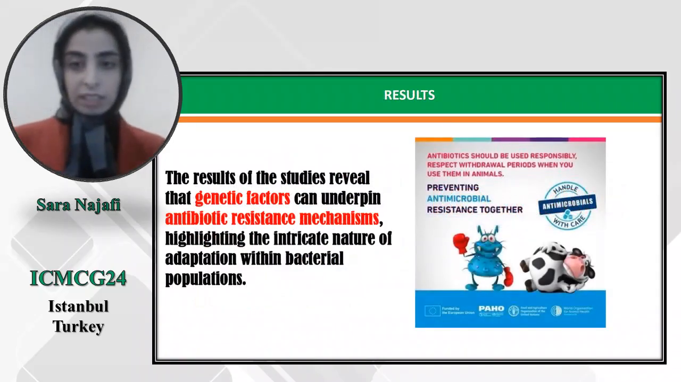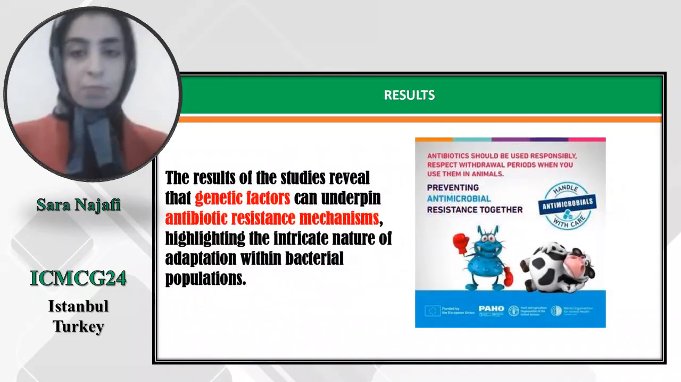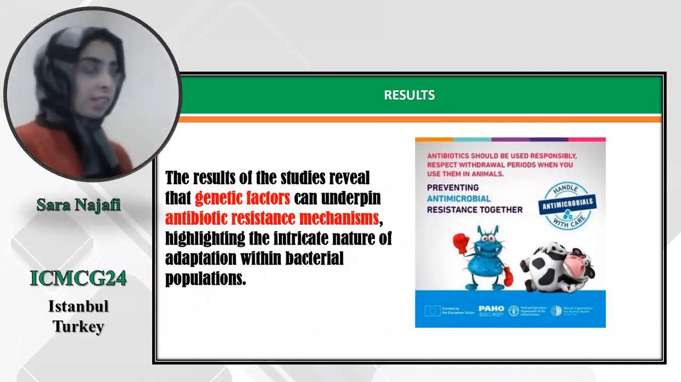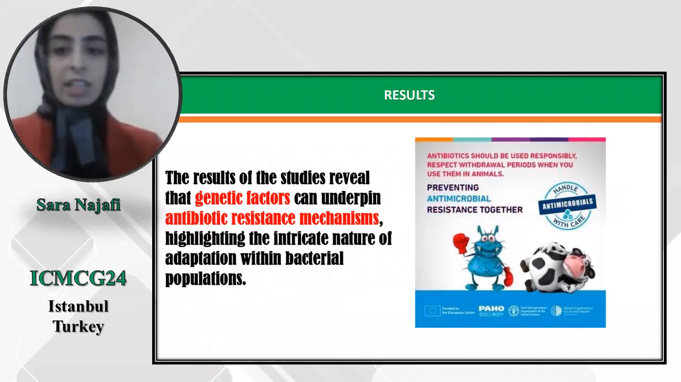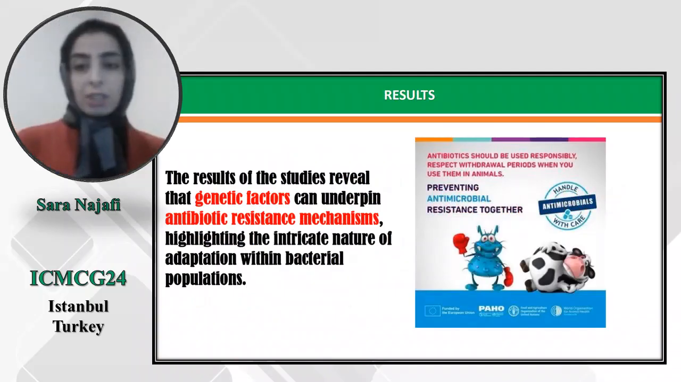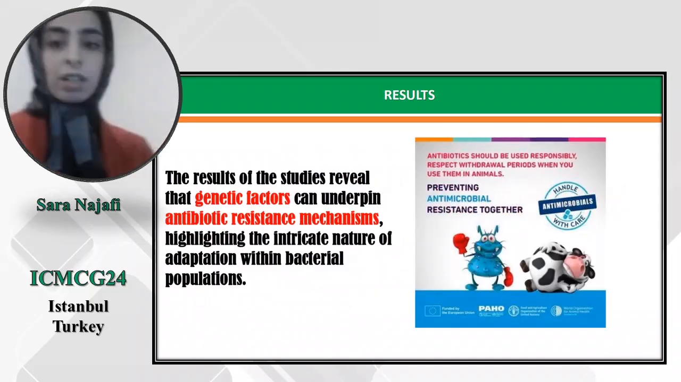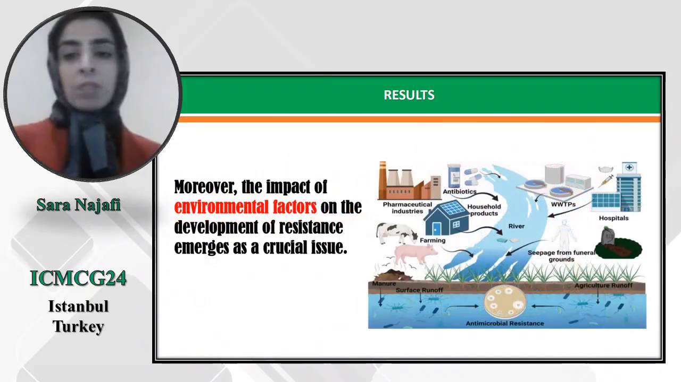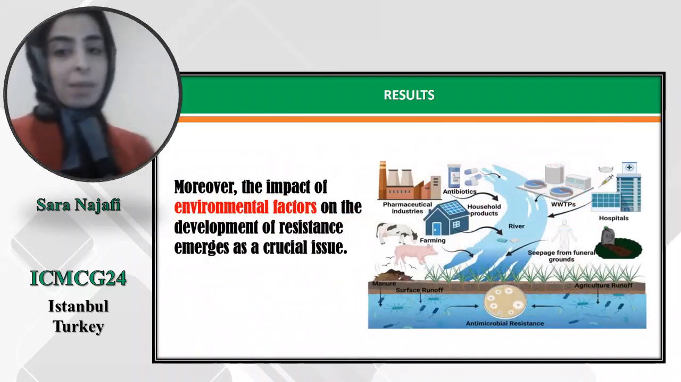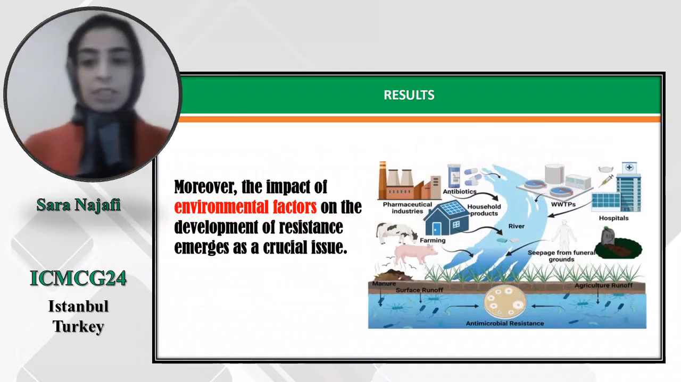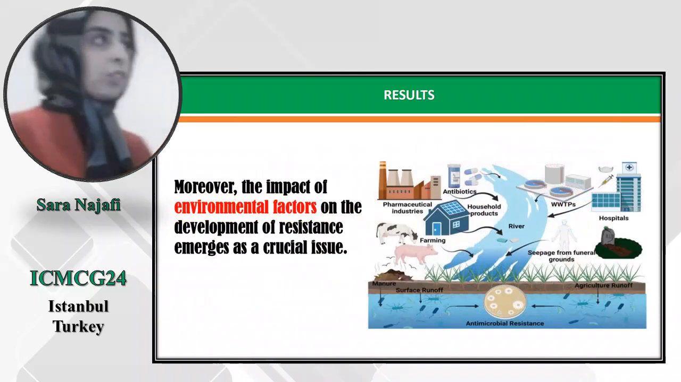About the results, they show that genetic factors can underpin antibiotic resistance mechanisms, highlighting the intricate nature of adaptation within bacterial populations, and that they are affected by their population. In addition, the impact of environmental factors on the development of resistance emerges as an essential issue.